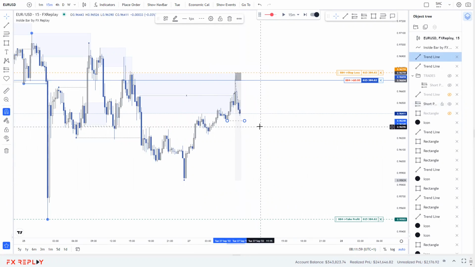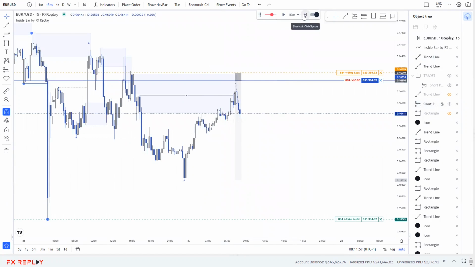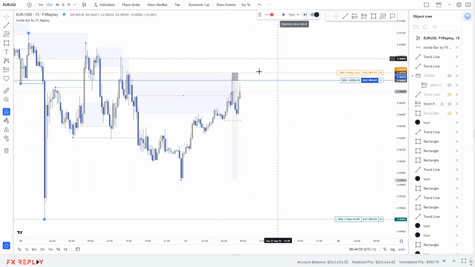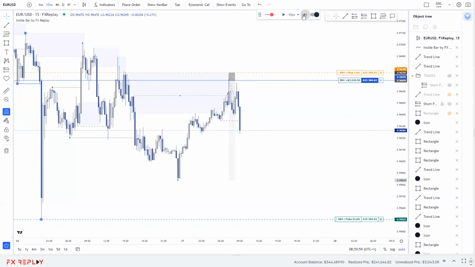We're about 8 o'clock now, so only about an hour into the day, and we'll just play price forward and see what happens. As you can see, we're coming up very close to entry. We'll see if we retag. No, so now we've got that M15 change of character.